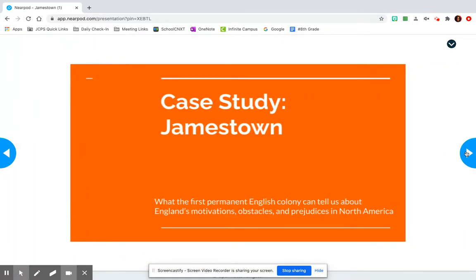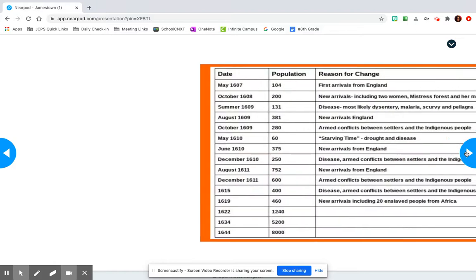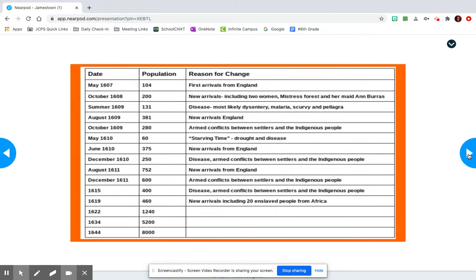Then we dove into our deep case study of Jamestown. I want you to take a minute, look at the following chart of data, and think about what you can learn from life at Jamestown. I would like you to pause right now and take a look at this.